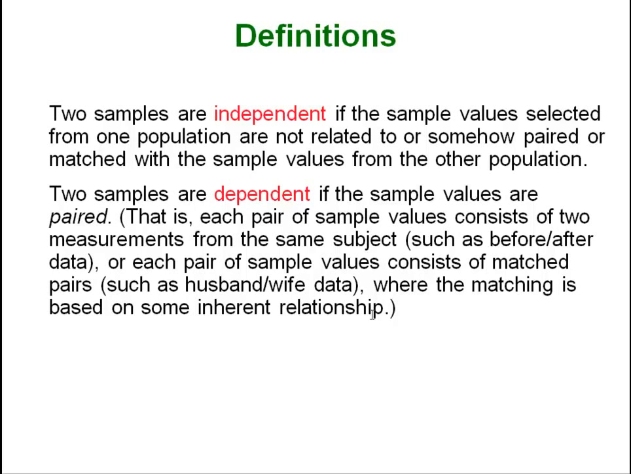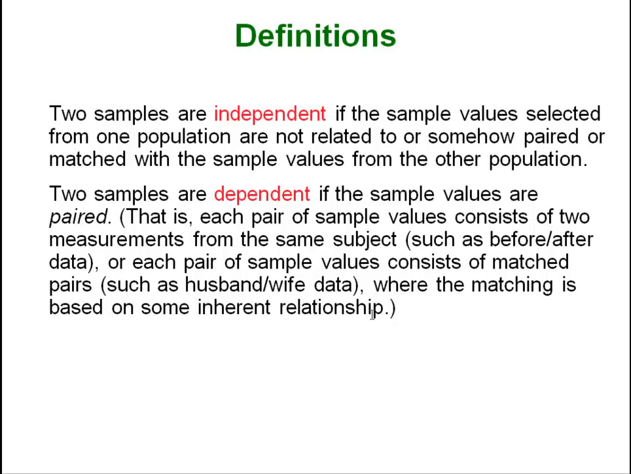Another type of dependency would be if you were testing two different objects, but those objects are somehow related. So if you were looking at IQ scores of husbands and wives or any couple, those two people are matched, and so looking at their IQ scores is now paired data. Or if you looked at, let's say, IQ scores of siblings, brothers and sisters, also matched data. So those are the two most common instances where your data would be considered dependent.